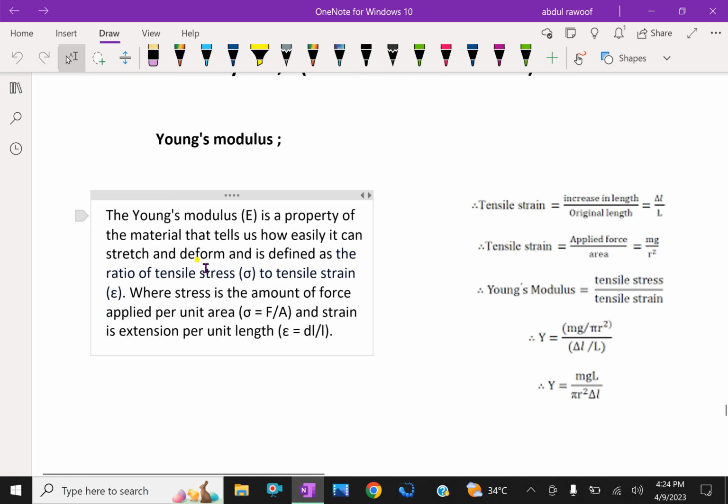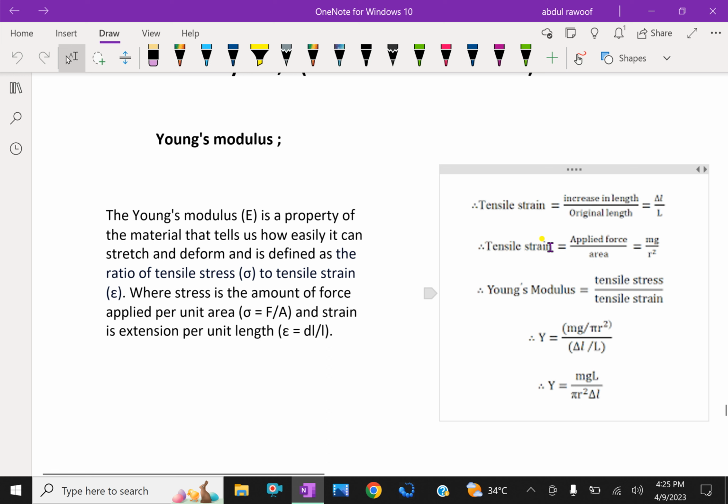can stretch and deform, and is defined as the ratio of tensile stress sigma to tensile strain epsilon, where stress is the amount of force applied per unit area, stress equal to F by A, and strain is extension per unit length, that is delta L by L. Here, tensile strain equals increase in length over original length, that is delta L by L.